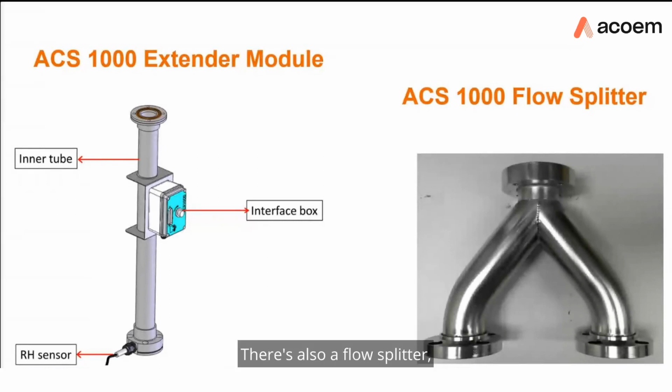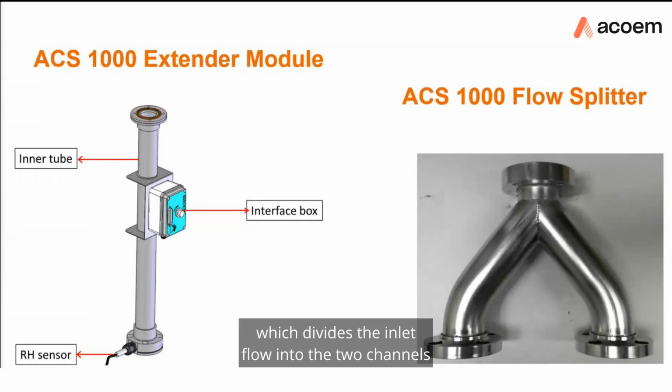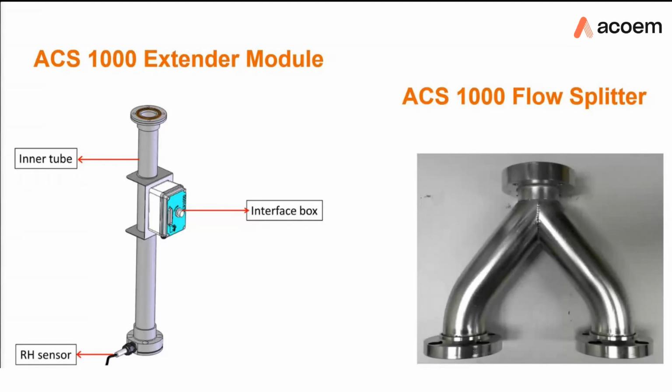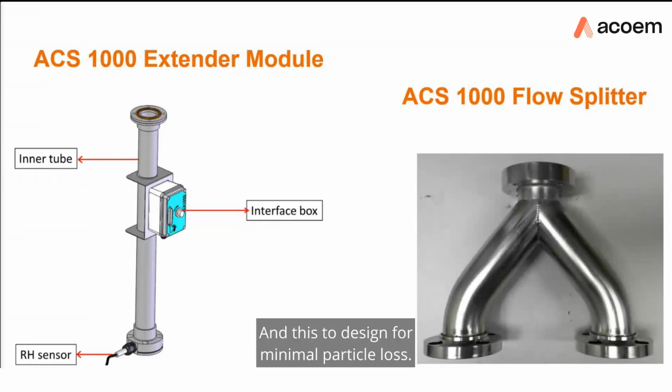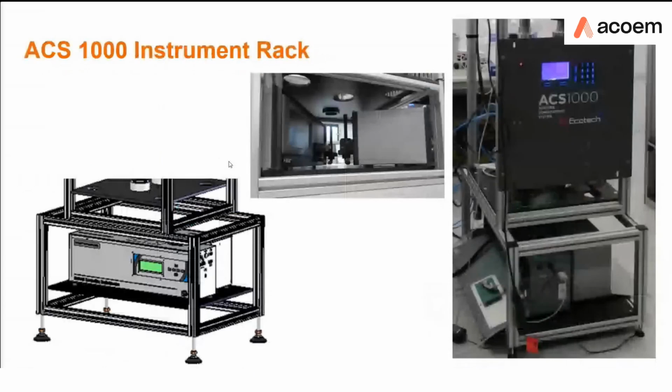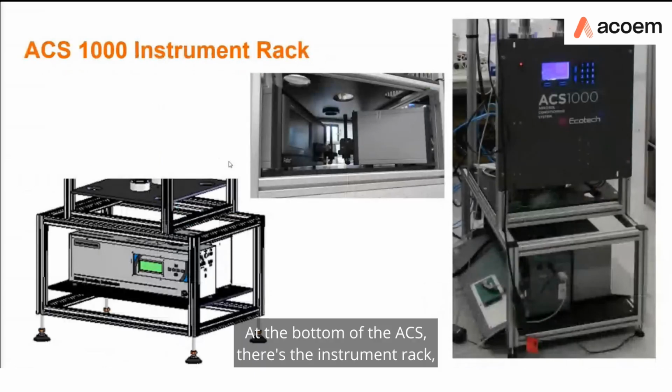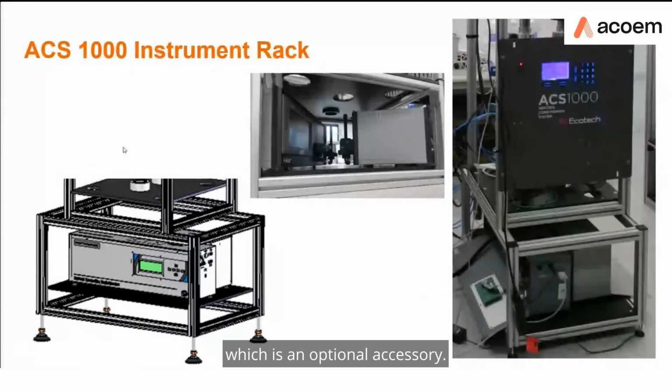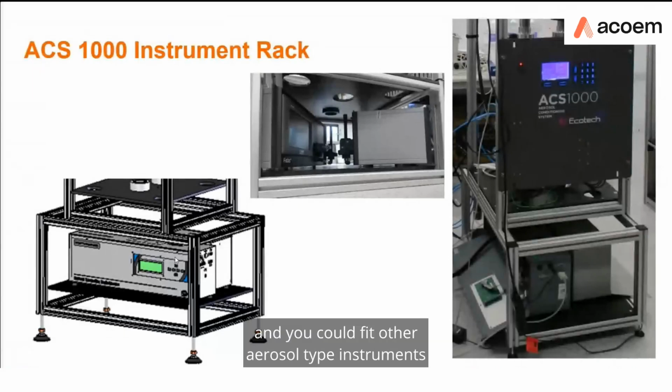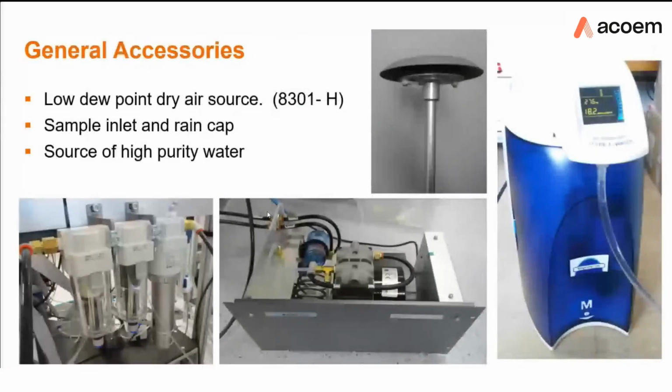There's also a flow splitter which divides the inlet flow into the two channels for your wet and dry, and this is designed for minimum particle loss. At the bottom of the ACS there's the instrument rack, which is an optional accessory, and that's designed to comfortably house 2 Aurora Nephelometers, but you can also adjust the shelves and you could fit other aerosol type instruments in there as well, maintaining high flexibility for the system.